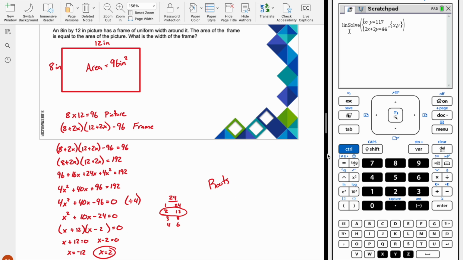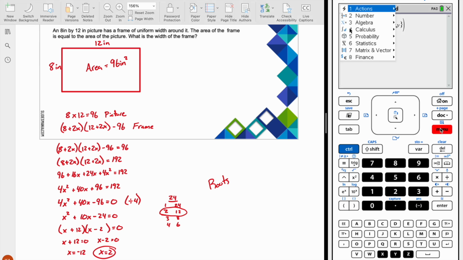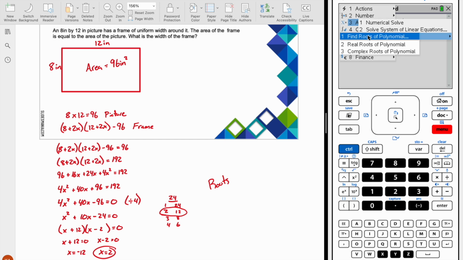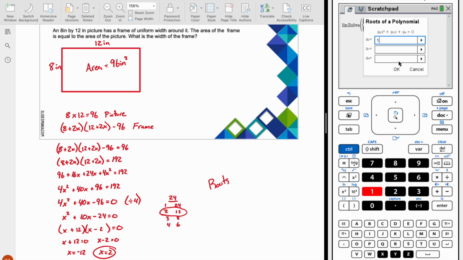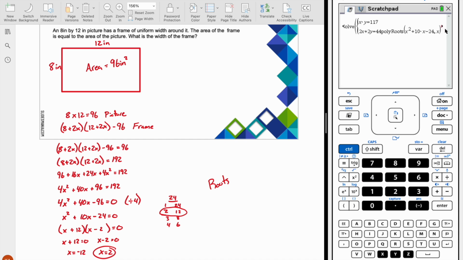Finding the roots within our calculator would mean going to the menu, Algebra, Polytools, and finding the roots of a polynomial. Keep in mind, this is to the second power. We are looking for real roots. This would be 1, 10, and negative 24. We hit OK.